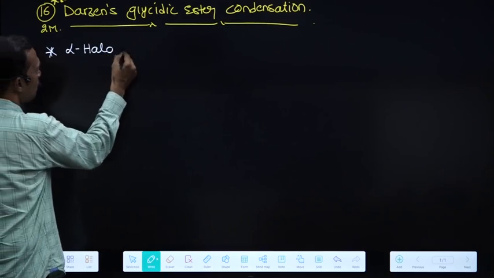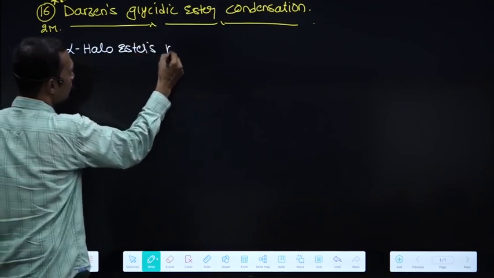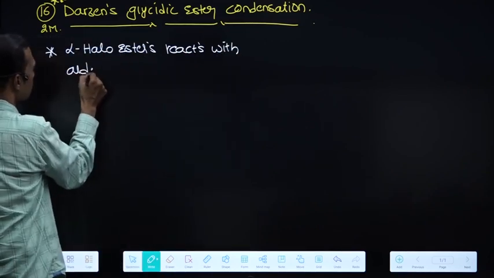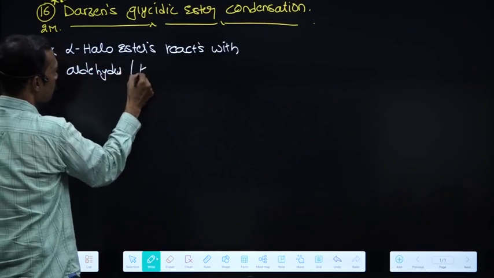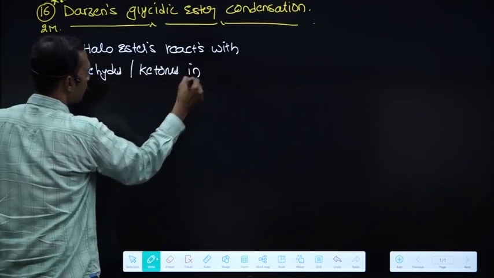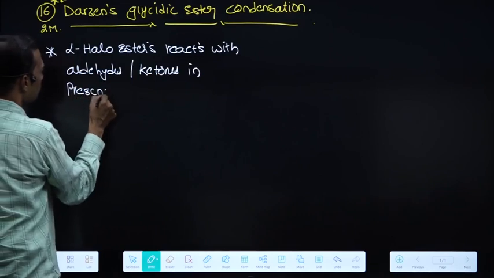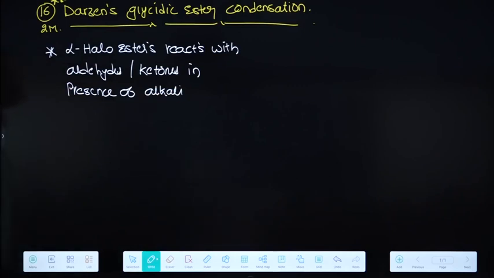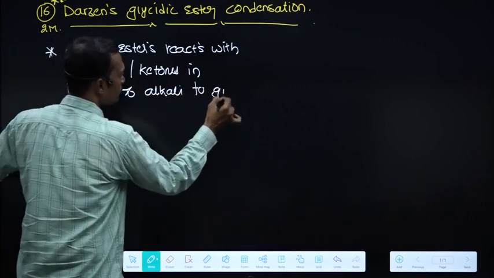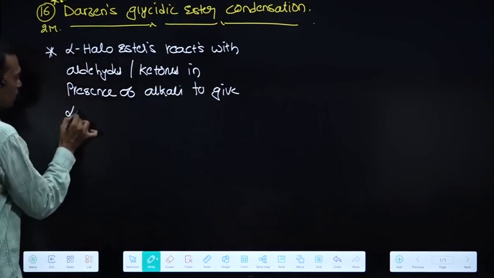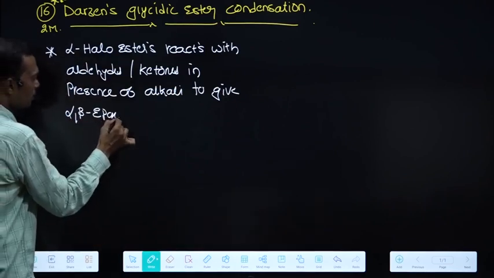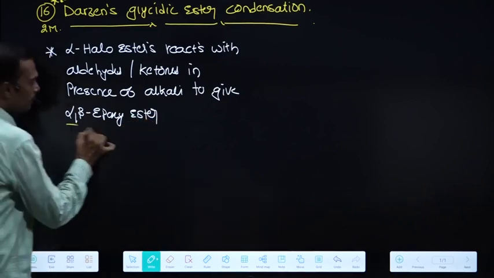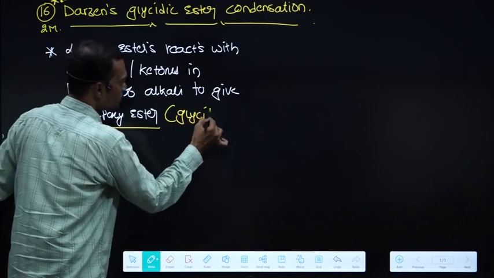Darzens glycidic ester condensation. You write this. Alpha halo esters react with aldehydes or ketones in presence of alkali medium, that is base. In presence of alkali, to give what is the final answer? Here the key product is alpha comma beta epoxy ester. This is called glycidic ester. This molecule name you need to remember. It is called glycidic ester.